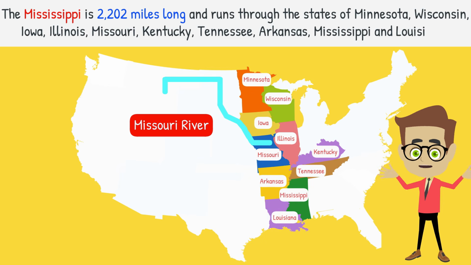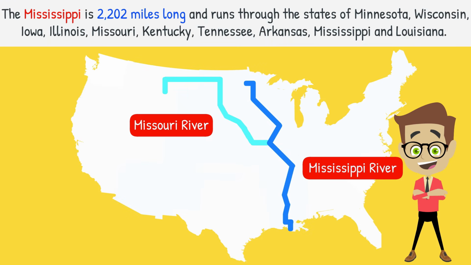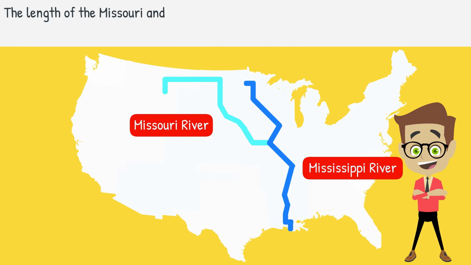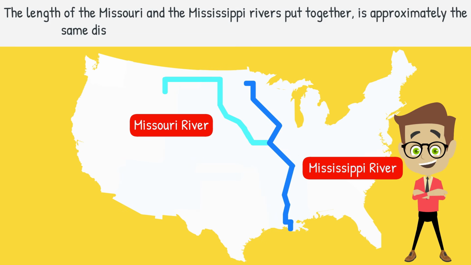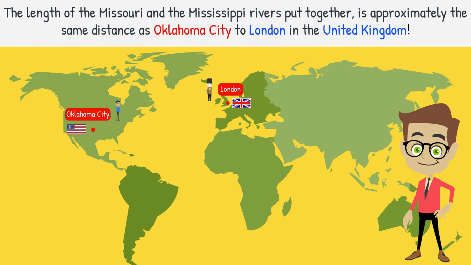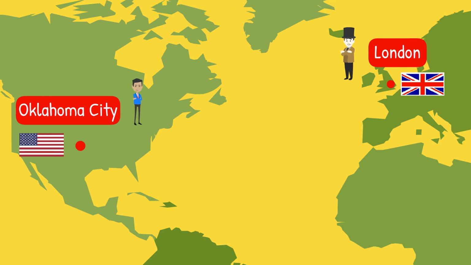Mississippi, and Louisiana. The length of the Missouri and the Mississippi rivers put together is approximately the same distance as Oklahoma City to London in the United Kingdom. That's a long way.